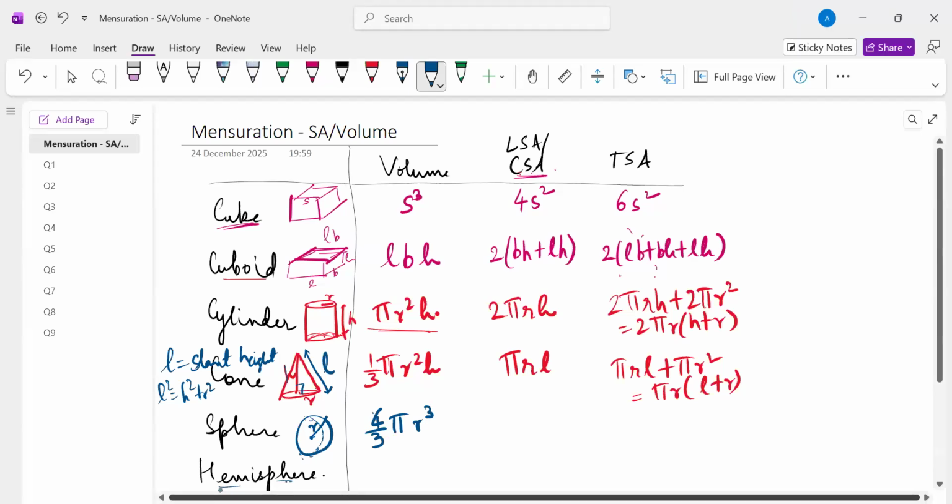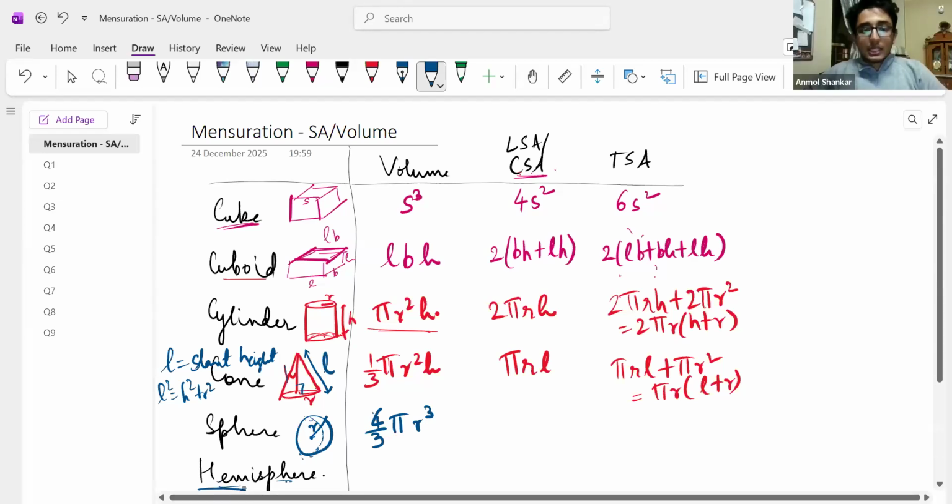2/3 pi r cube, sir. Very good. Hemi means half. Semi and hemi both mean half, so a hemisphere is like a semicircle. So half of 4/3 is 2/3. Similarly, for a sphere, what is the curved surface area, which, if you see, is the same as the total surface area. For a sphere there is no separate top and bottom face, it is just one full face. So it is 4 pi r square. The surface area of a sphere is 4 pi r square. So the curved surface area and the total are the same.